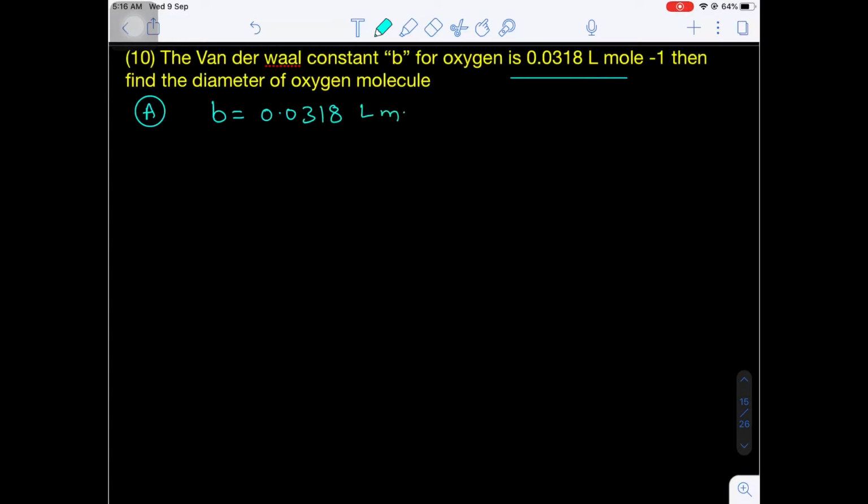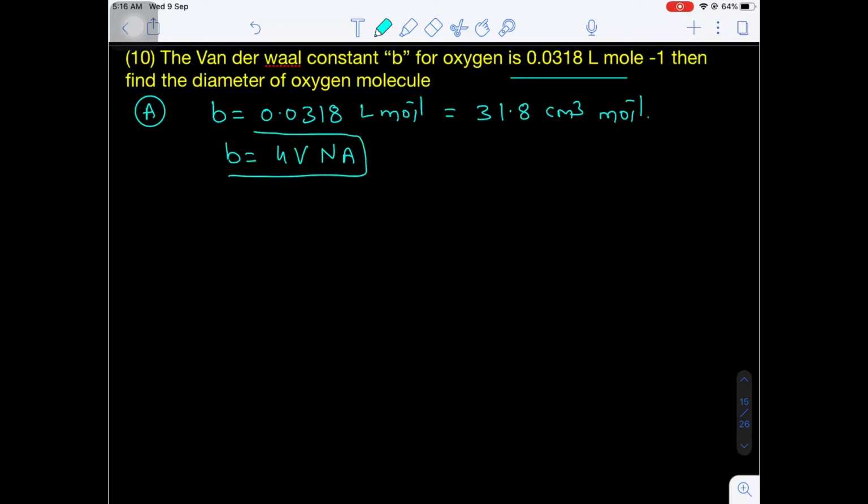0.0318 liter mole inverse. Now I am converting into milliliter per mole, that will be 31.8 centimeter cube or milliliter per mole. Okay, we know the volume occupied by the gas molecules will be equal to 4 times the actual volume of the molecule, into Avogadro's number, for 1 mole of real gas.